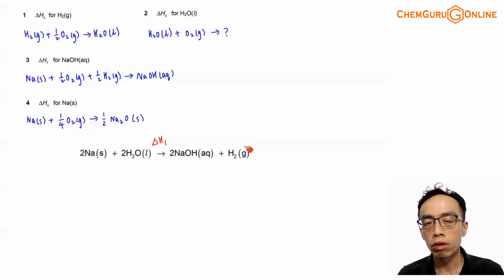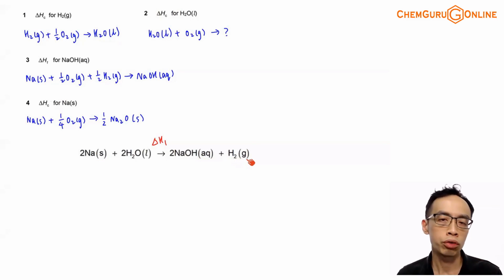So once we are familiar with all these terms, then what we can do is put everything together to try to draw an energy cycle involving this reaction, 2 sodium plus 2 water to give me 2 sodium hydroxide and H2 gas. Basically what we will do is we will just find terms that are common, then we can try to link them together.